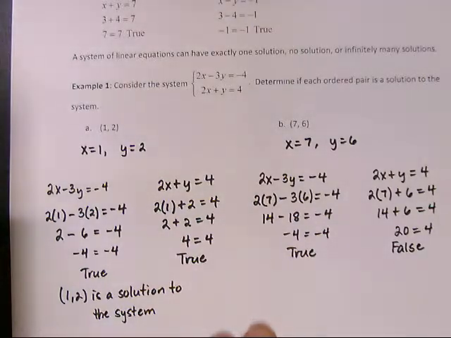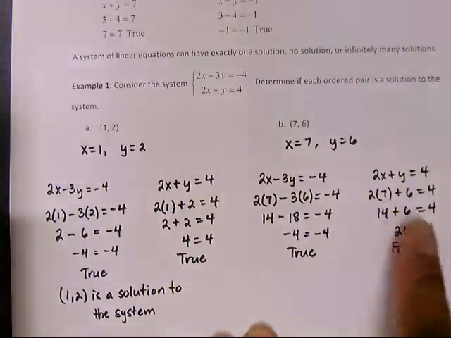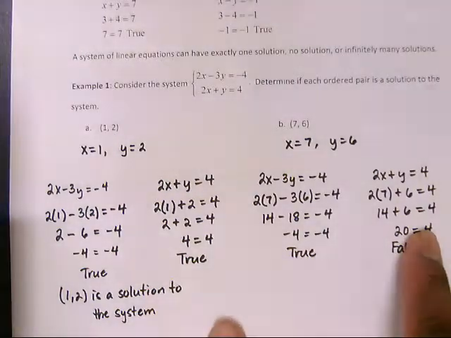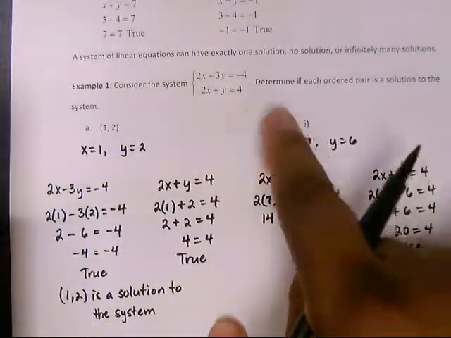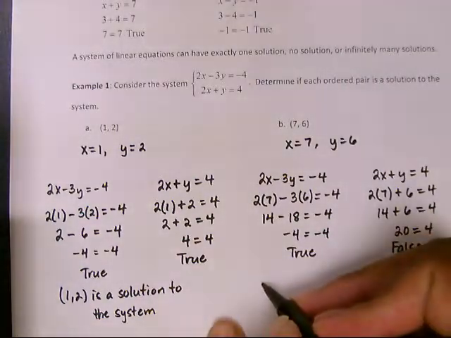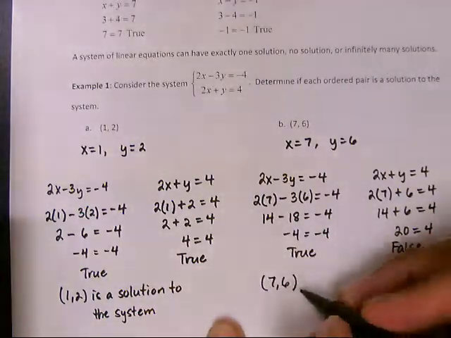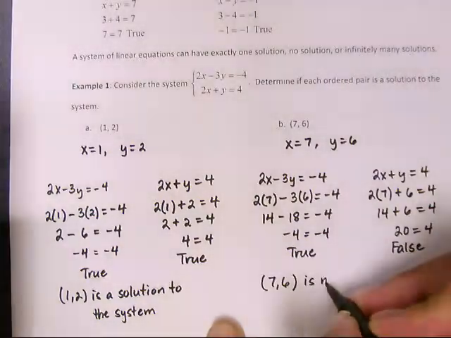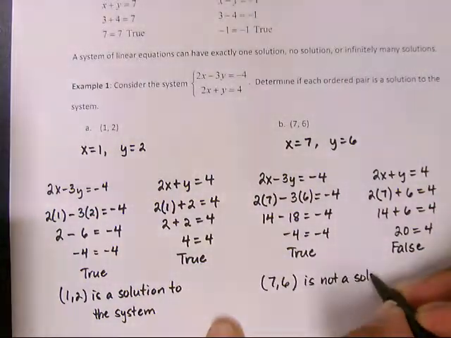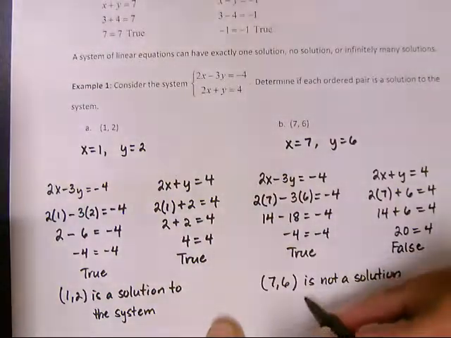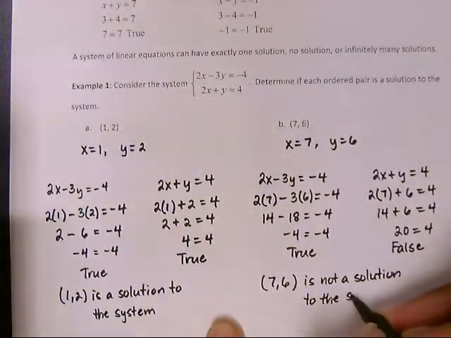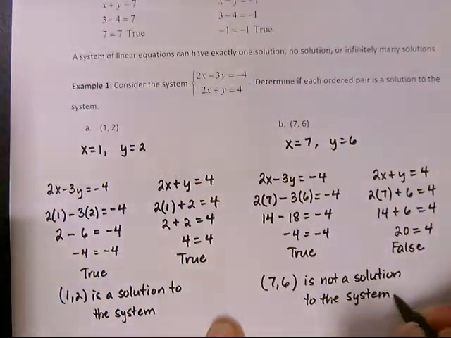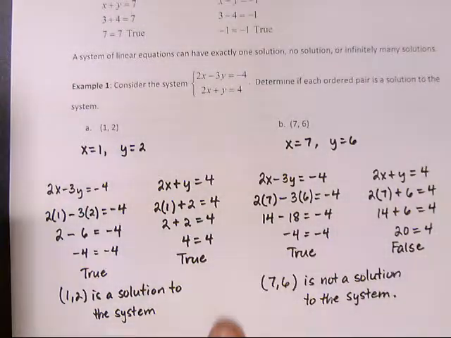20 equal to 4 is a false statement. It's true for the first equation, but it's not true for the second. So in this case, that ordered pair would not be a solution to this system of linear equations. So I can say here that the ordered pair 7, 6 is not a solution to the system. Okay. So that's how we determine whether a given ordered pair would be a solution to any system of linear equations.